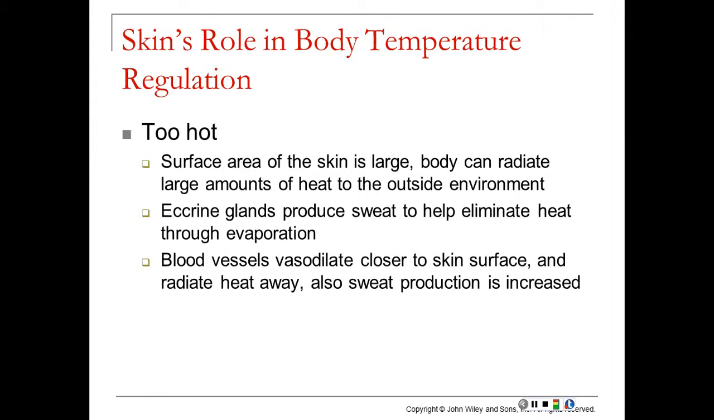When it's too hot, the surface of the skin is going to help radiate that inner body heat to the outside. So our body can actually sense that it is a hot temperature outside, and there are special eccrine glands that are going to produce the sweat to help get rid of body heat through evaporation. This is why you sweat when it's hot. It's your body's way of trying to cool off in a hot environment.